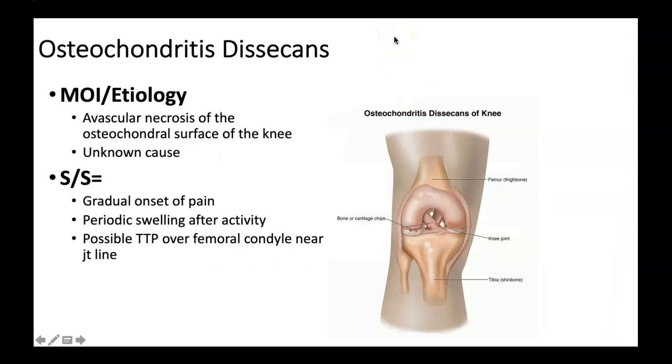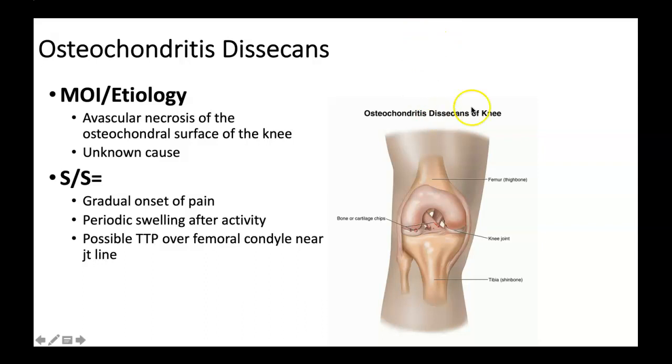I've mentioned osteochondritis dissecans in what seems like all of the pathologies, right? And so let's talk about osteochondritis dissecans or OCD. In terms of the MOI and the etiology, essentially what we know about osteochondritis dissecans is it is a chronic condition, most often results from avascular necrosis. So a lack of blood flow, necrosis, death of the osteochondral surface. So in other words, we have a dying away of the osteochondral surface.